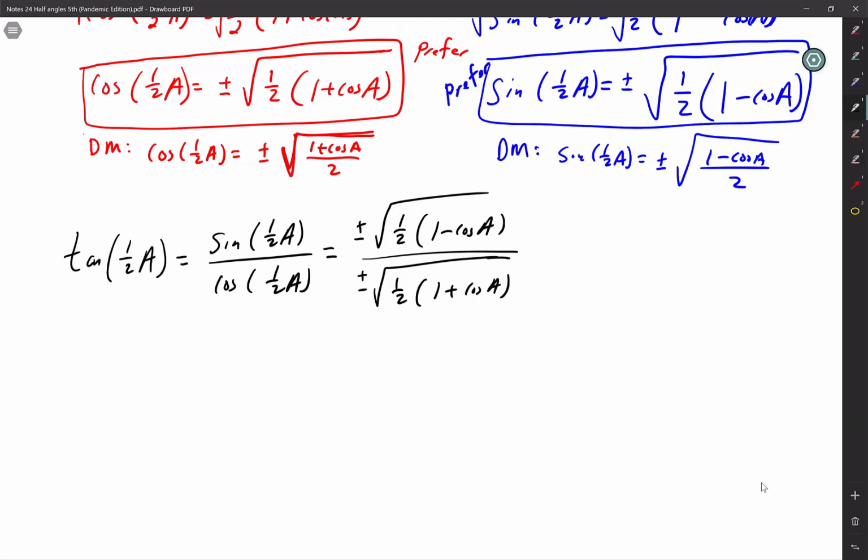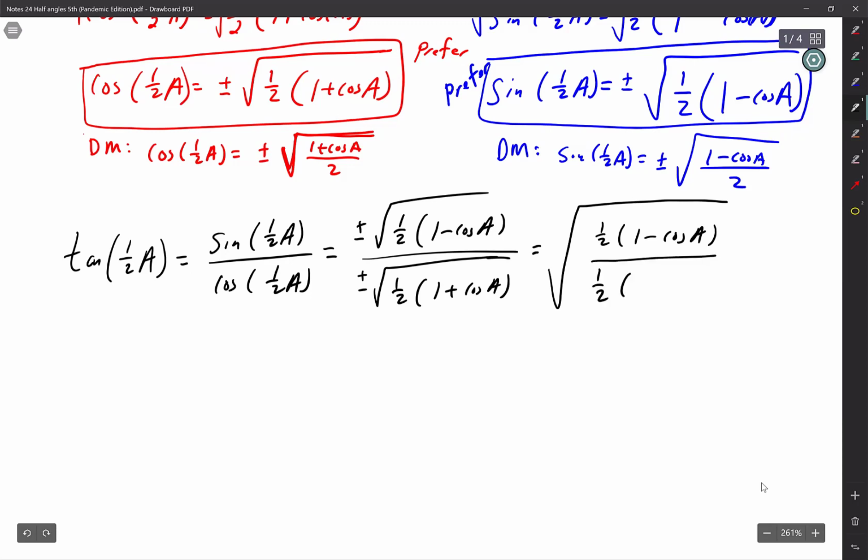We all took Algebra 2, so hopefully we are all pretty good at laws of exponents. So I can rewrite this as one giant square root with 1/2 times 1 minus cosine a in the top over 1/2 times 1 plus cosine a in the bottom.